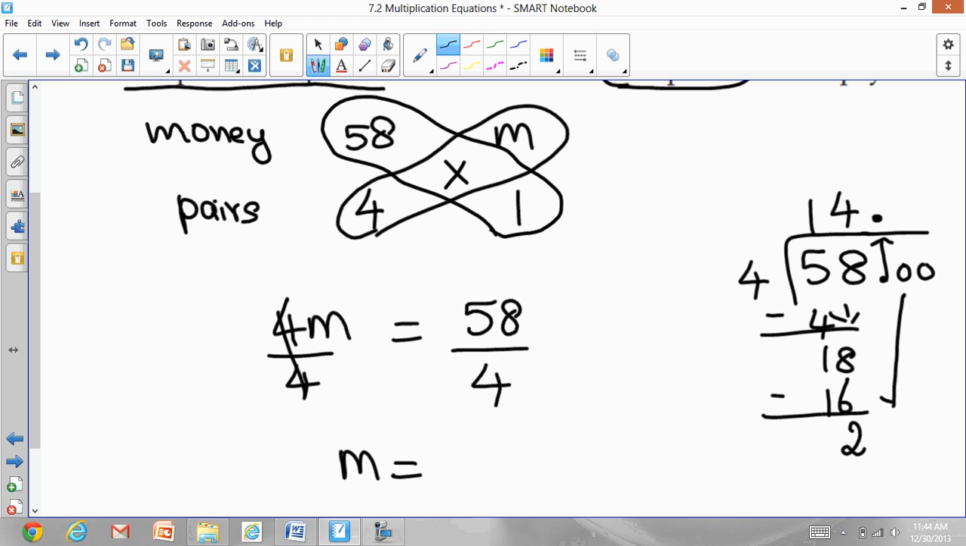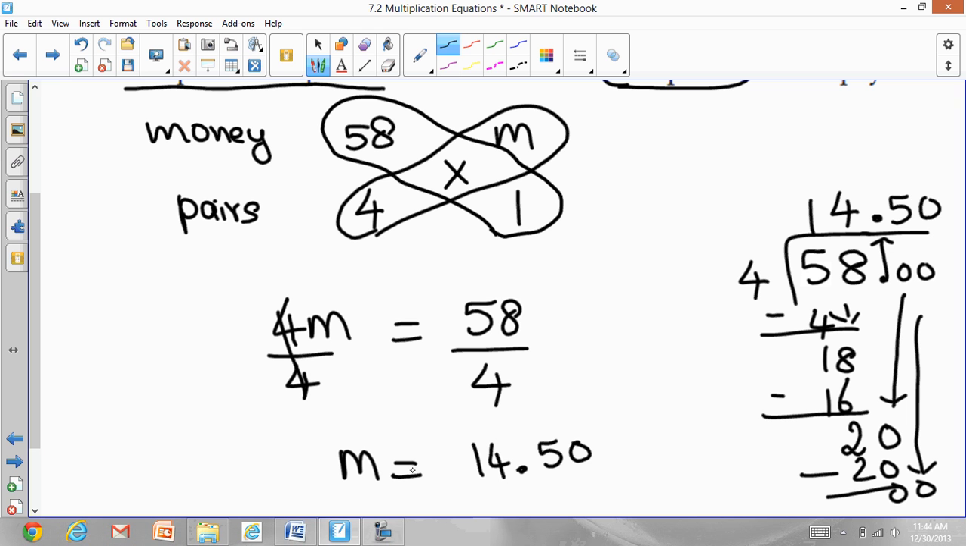So finish your division, and 4 goes into 18 4 times. 4 times 4 is 16, 18 minus 16 is 2. Now put the decimal point, add 2 zeros, bring the decimal point straight up, bring the 0. 4 goes into 20 5 times, bring the last 0. 4 goes into 0 0 times. So that is going to be 14.50. Now go back to the question. M stands for the money, so attach a dollar sign. So 1 pair of earrings is going to cost $14.50. So each person needs to pay $14.50.